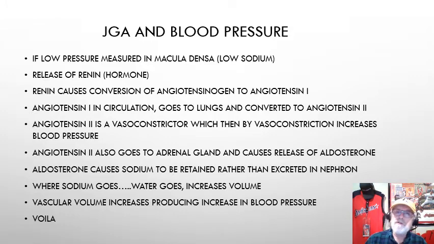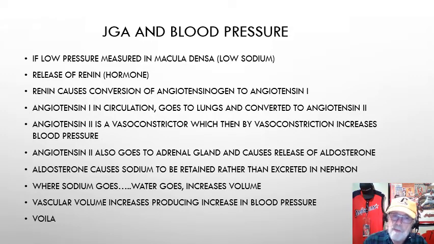Renin causes a conversion of angiotensinogen to angiotensin 1. Angiotensin 1 gets in the circulation, it goes to the lungs, and gets converted to angiotensin 2 by angiotensin converting enzyme, and angiotensin 2, like I said, is a vasoconstrictor. It constricts the blood vessels and then increases the blood pressure.